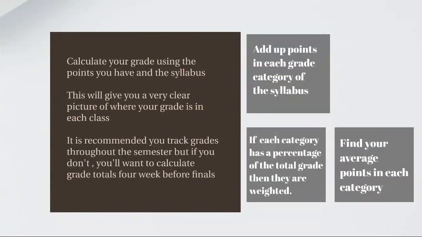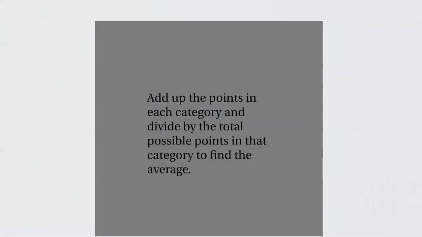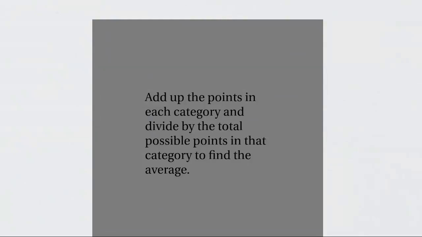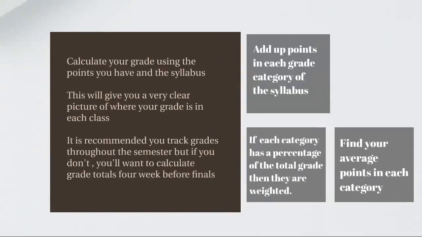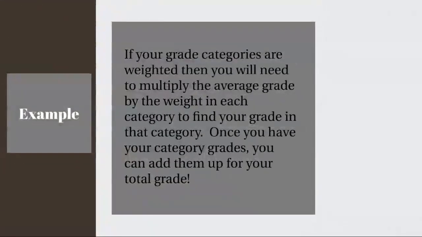Now, if your course is weighted, again, so instead of the point system, you have homework is worth 20% of your grade. That's a different approach. What we would want to do is we would want to add up all the points you got on homework and find that average points in that category. So you add up each category, divide by the total points possible for the average, and then to get the weight of that grade, we would multiply that average points by the weight percentage to get your total grade in that category.